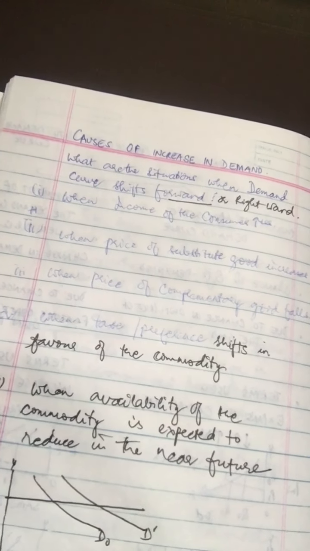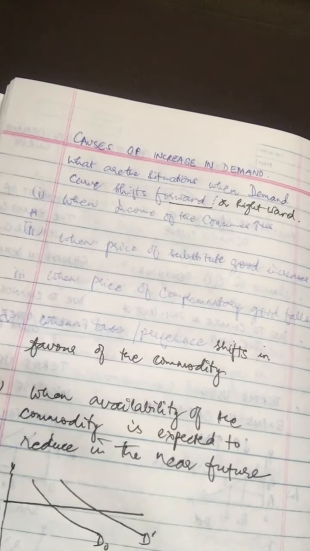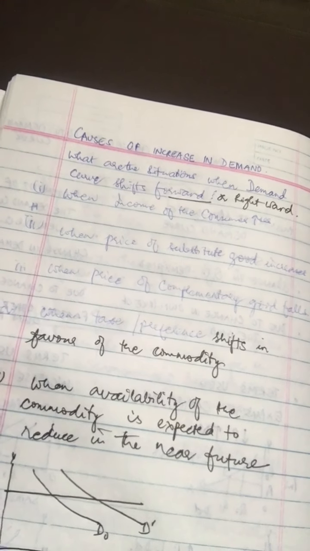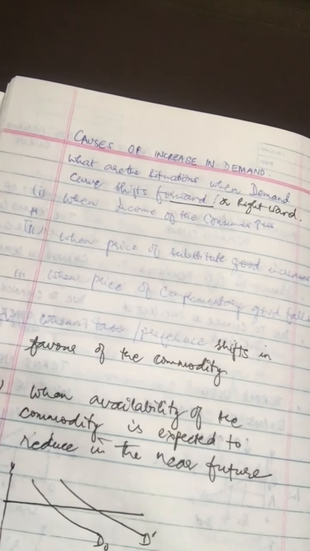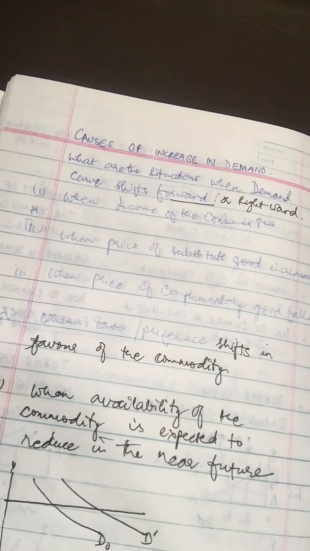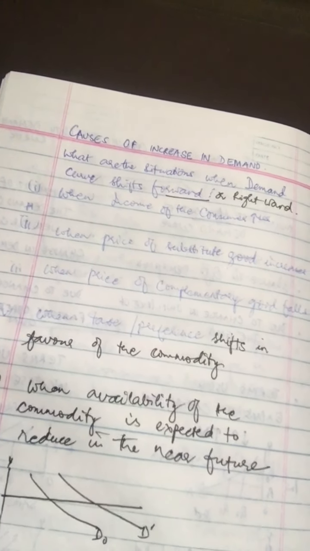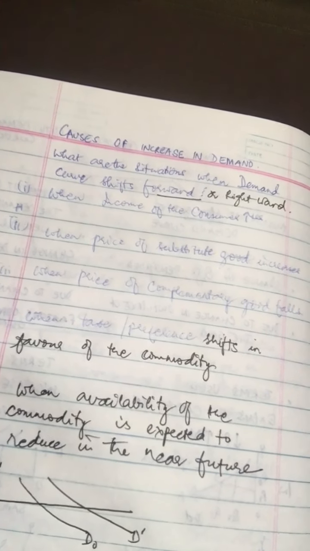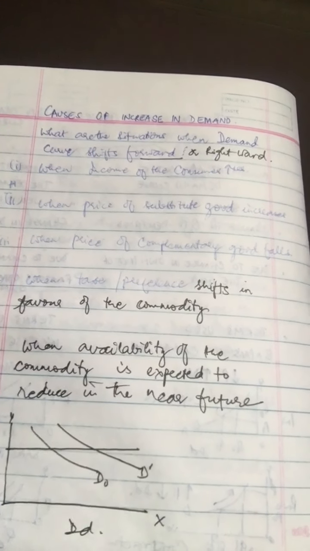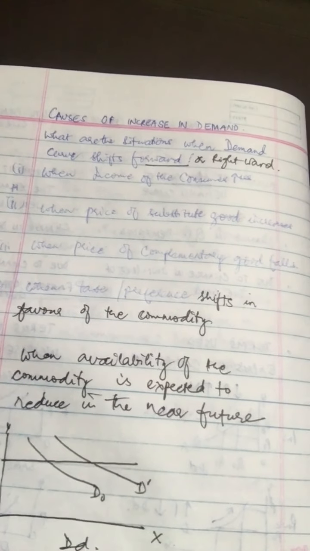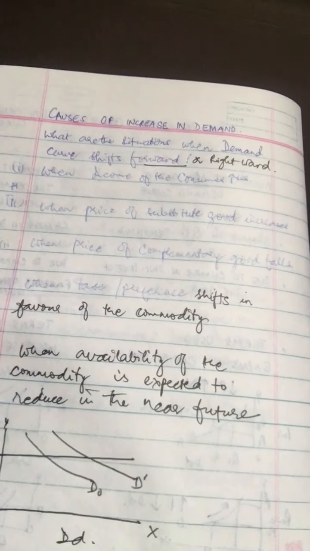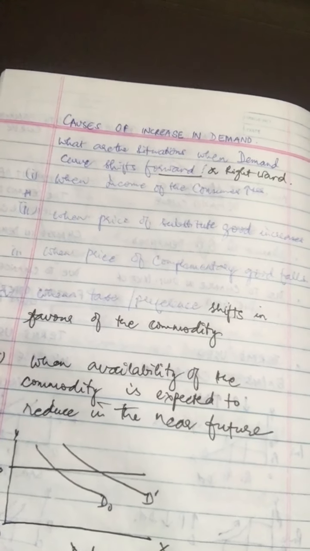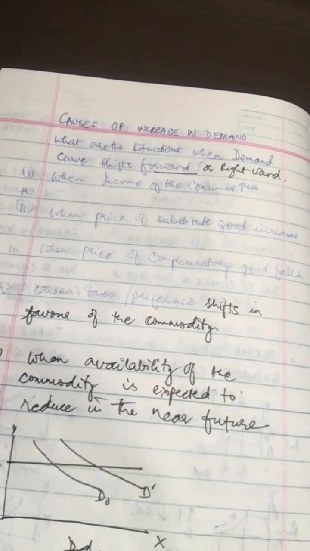Now, if there is a fall in income in case of inferior goods, what happens? Due to a fall in income in case of an inferior good, the demand for that particular inferior good will increase. That's a paradox that we studied. And of course, if there's a favorable change in taste, then there'll be an increase in demand. There'll be a rightward shift in demand.